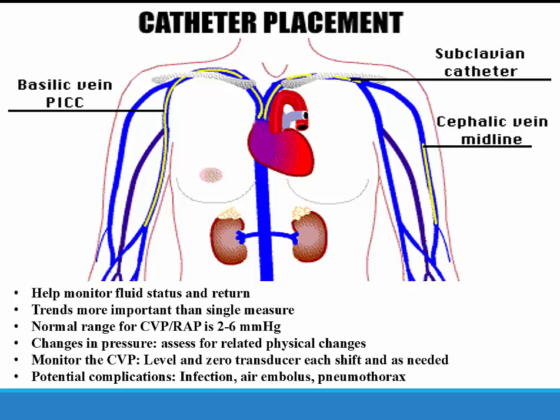The CVP catheter helps monitor fluid status and return, and the trends are more important than a single measurement. The normal range for a CVP or right atrial pressure is 2 to 6 millimeters of mercury. Look for changes in pressure and assess for related physical changes. Monitor the CVP and level and zero the transducer every shift and as needed. Potential complications include infection, air embolus, and pneumothorax.